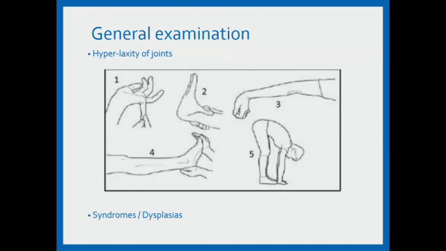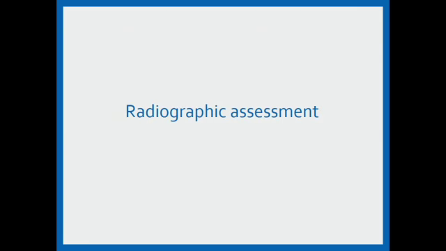General examination, not to miss, is the joint hyperlaxity. So you always do the Beighton score, because many of these children who are on the borderline of physiological deformities, they do have this generalized hyperlaxity, and you need to reassure the parents that as the child grows older, the hyperlaxity will decrease and the deformity may progressively correct. You also do the general examination to rule out any syndromes or associated skeletal dysplasias.